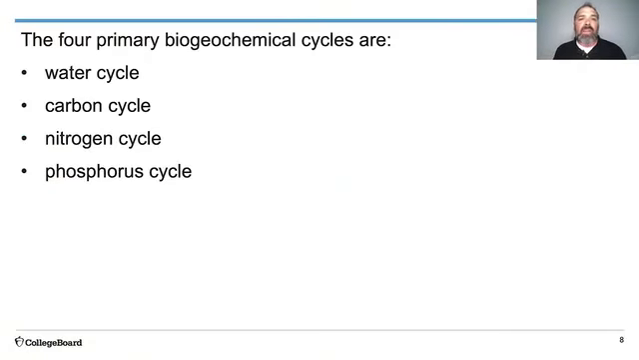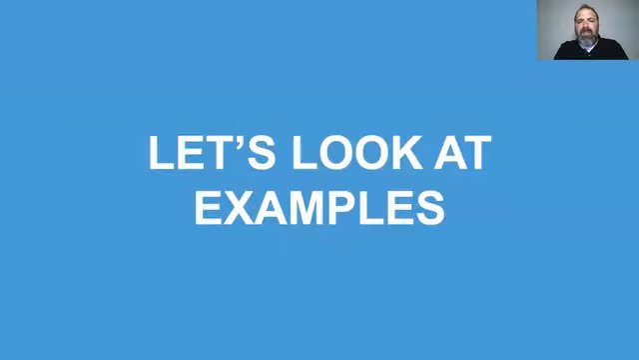So let's talk about these cycles. The 4 primary biogeochemical cycles are the water cycle, carbon cycle, nitrogen cycle, and phosphorus cycle. And now that we're at Unit 8, you may want to go back and think about Unit 1 and some of the other units. Where did carbon come up? Okay, Unit 3. Nitrogen, right? Phosphorus. So these compounds, carbon, nitrogen, phosphorus, play an important role in things like macromolecules. So let's look at some examples.